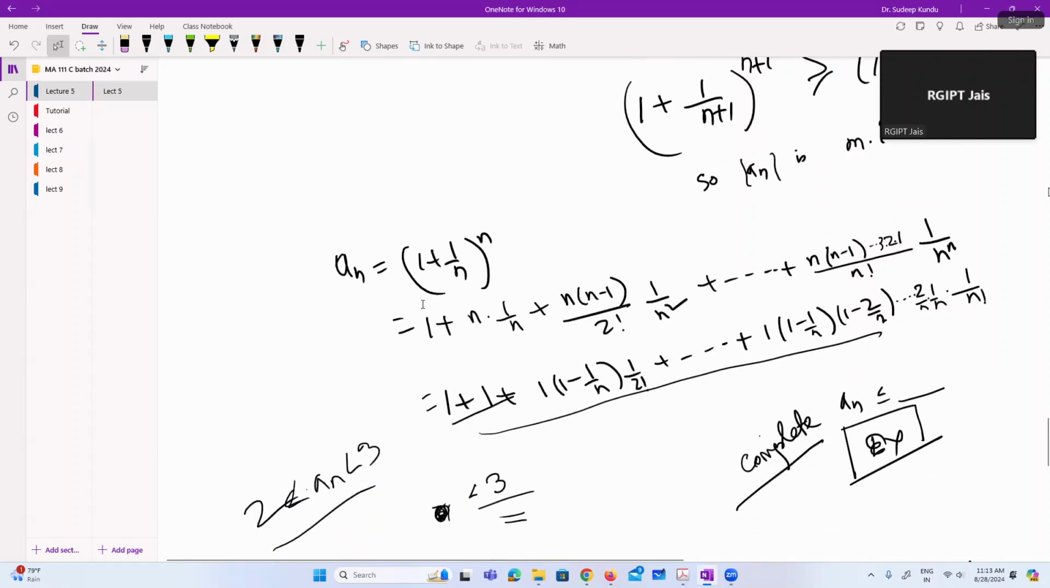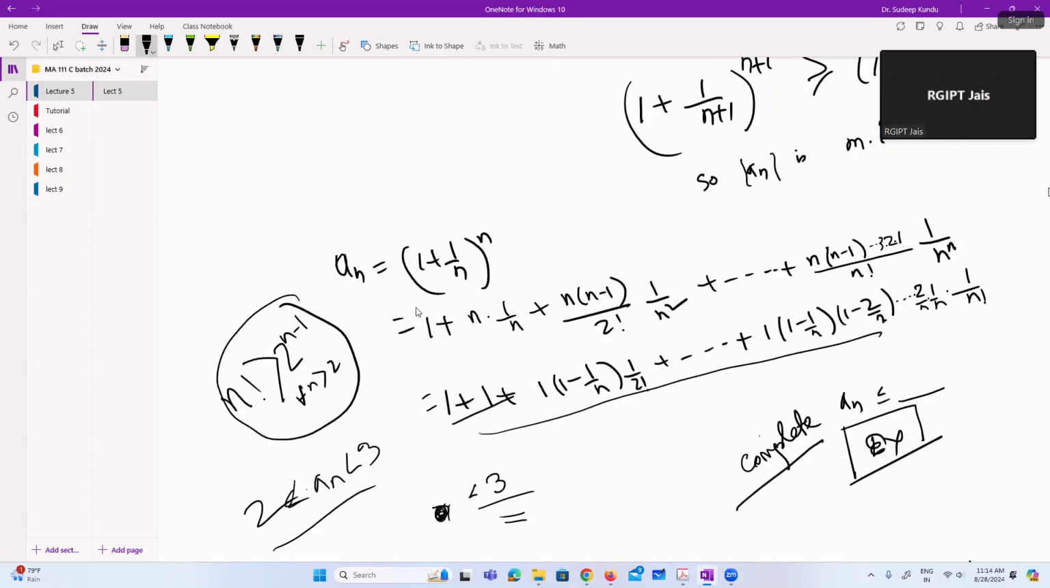In just one line, binomial expansion. You have to use factorial n greater than 2 to the power n minus 1, for all n greater than 2. That you have to use only. Then you can prove less than or equal to; you can keep it.